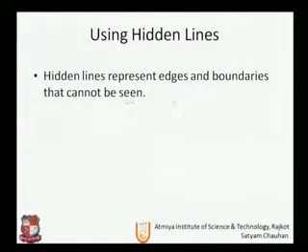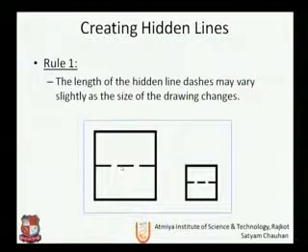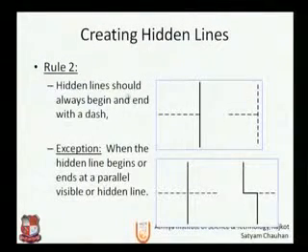For the hidden line, it represents the edges and boundaries that cannot be seen, as we have seen. When creating a hidden line, the line should always begin and end with dashes, like this. The exception will be when the hidden line begins or ends at a parallel, visible or hidden line. So this will be the exception.